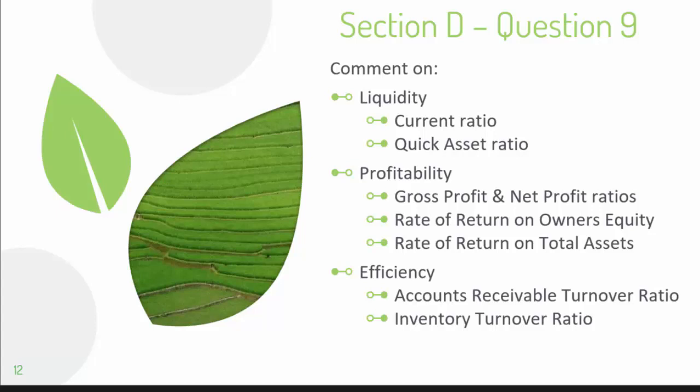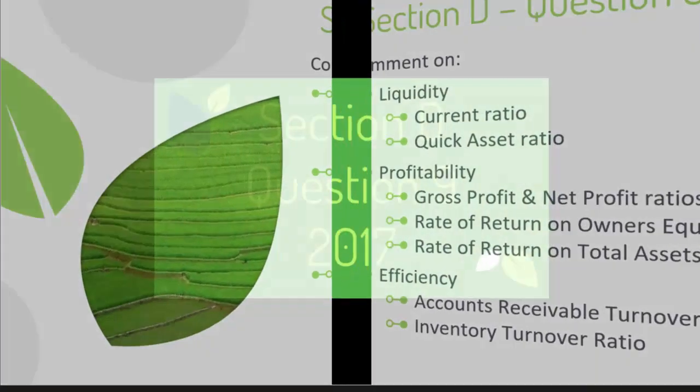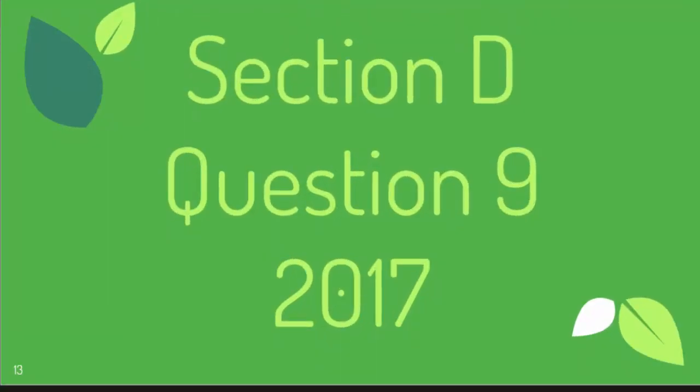In what I'm going to talk about now, I'm going to look at the question from the 2017 exam, question 9. So in that you're given income statement summary, not the full income statement, the balance sheet summary, and they've calculated some ratios already for you. So this question is designed more for you to make comments and make some recommendations.